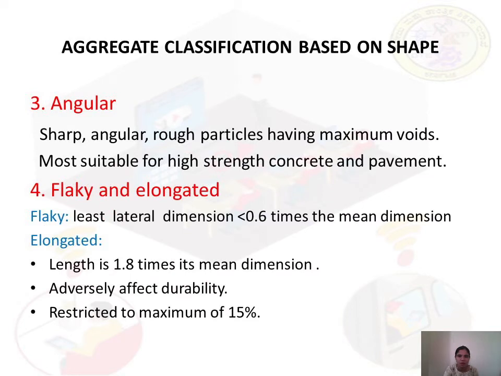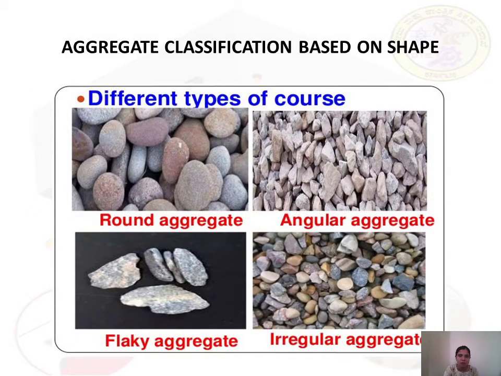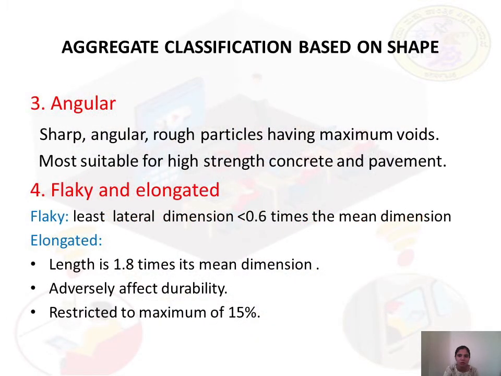Next, the third type of aggregate is angular aggregates. These aggregates have sharp, angular and rough particles, and when placed in concrete they will form maximum voids. These angular aggregates are the most suitable aggregates for high strength concrete and road pavements, concrete pavements. That is about angular aggregate.